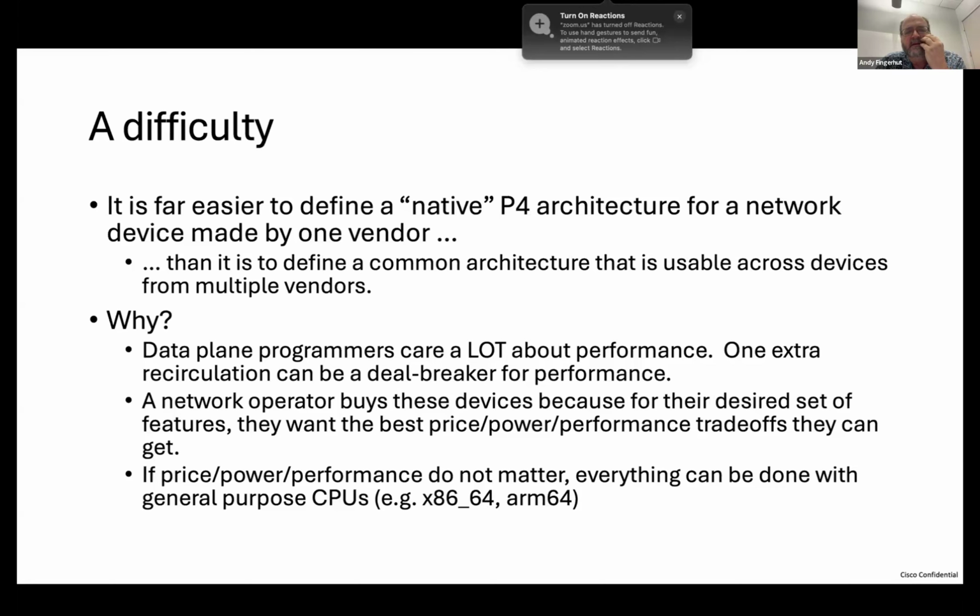So in this process, one thing I've learned, and I was told this long before by somebody who knows well, and I just gradually came to believe them: it's much easier to define a native architecture for one specific vendor's device than to come up with a common one that works across many devices. One reason is data plane programmers care a lot about performance. If you took common P4 source code and compiled it for two different vendors' devices, and it took an extra recirculation on one and not the other, maybe because the compiler was better or the code was just more suited to that device, that's often a deal breaker. You'd want to go in and tweak your program and avoid that.